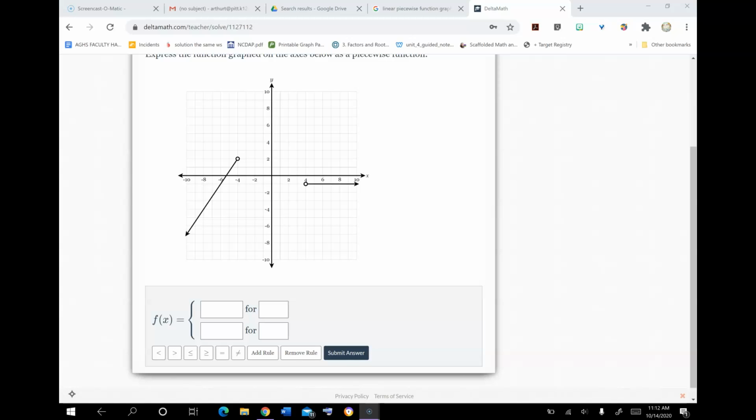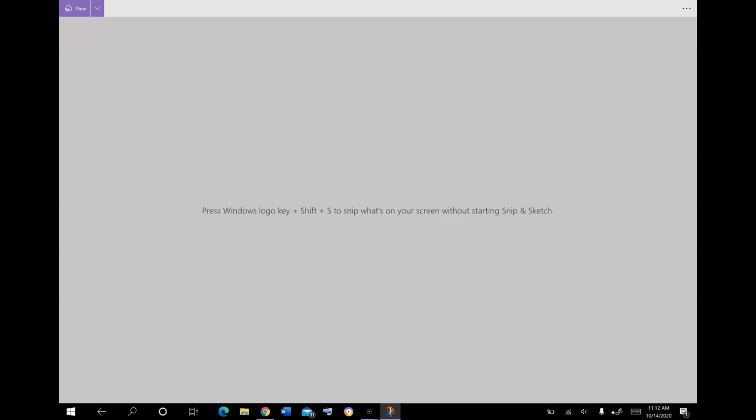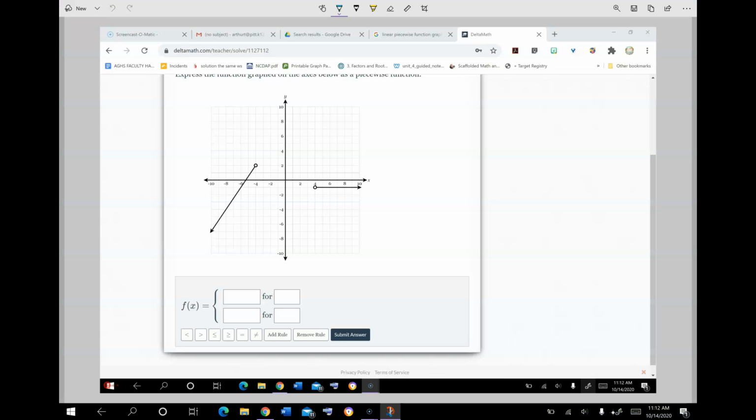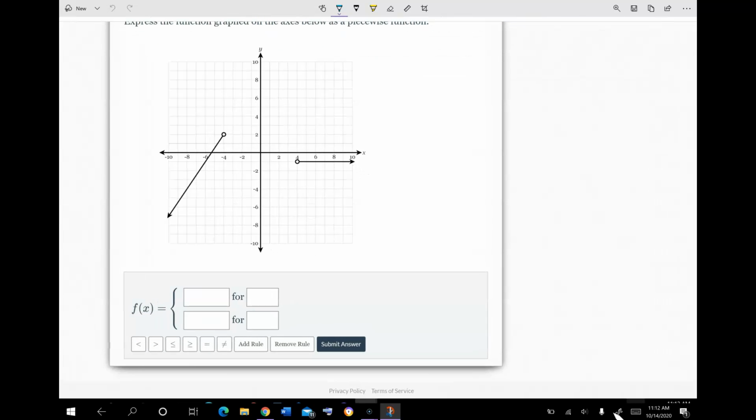All right, let's go. We're going to take a screen snip, okay? So we're still writing a linear piecewise equation from the graph, okay? See how Delta Math already gives you the f of x stuff, and you just have to fill it in, okay? So first thing you do is you get your slope.